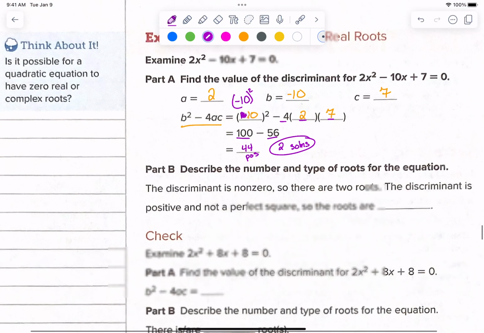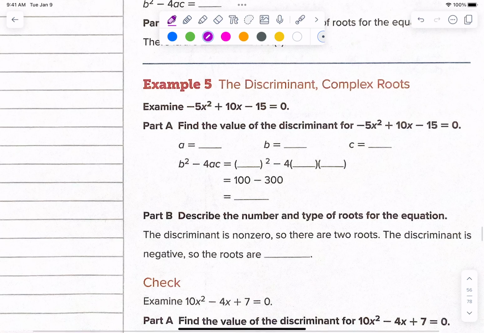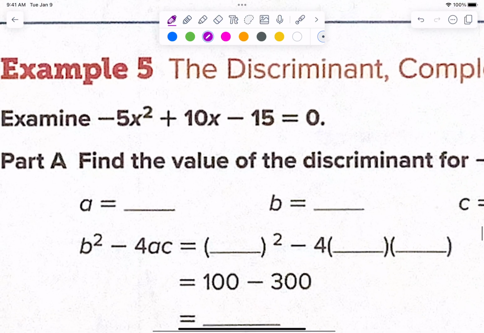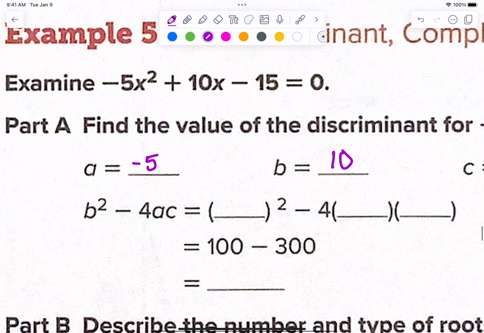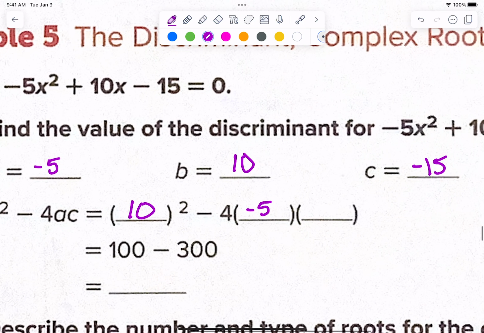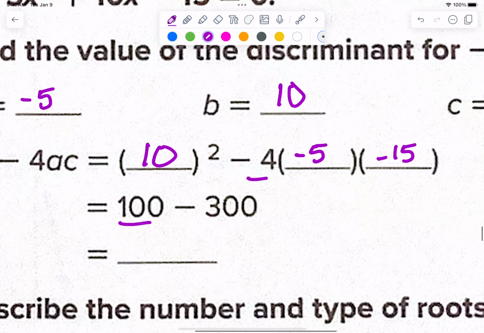All right? Good? Let's go to example 5, and then we'll just figure out how many solutions. So, here, is he ready to be solved? Yes. A is -5. B is 10. C is -15. Okay? B squared. 10 squared minus 4 times A times C. Okay? 10 squared is 100. 4 times 5 times 15 is negative 300. And that is negative 200.